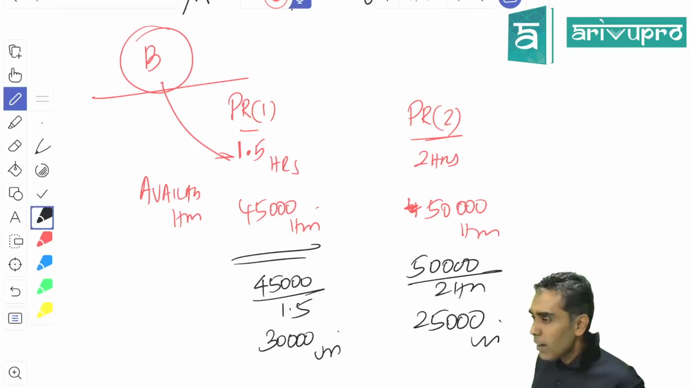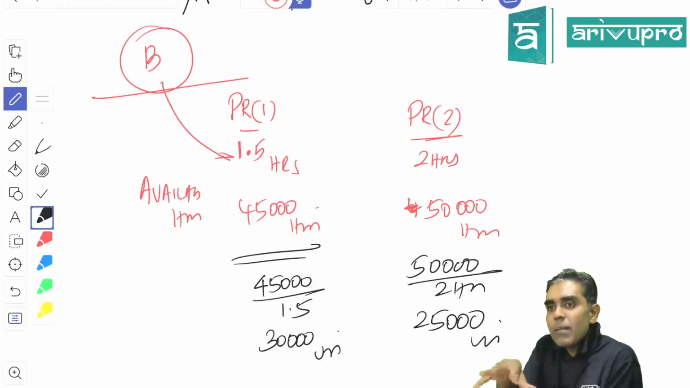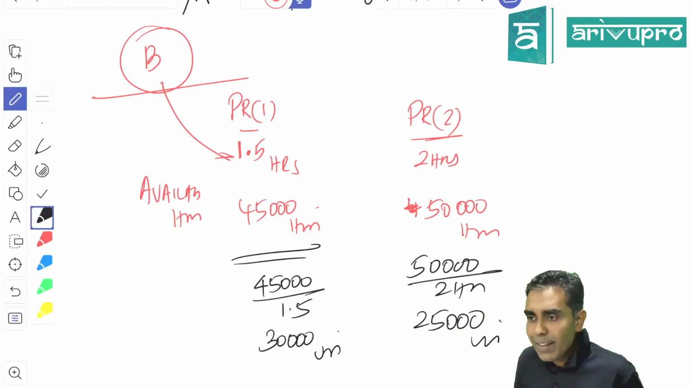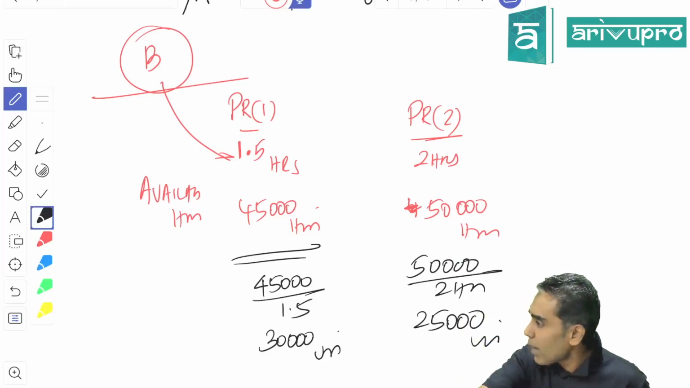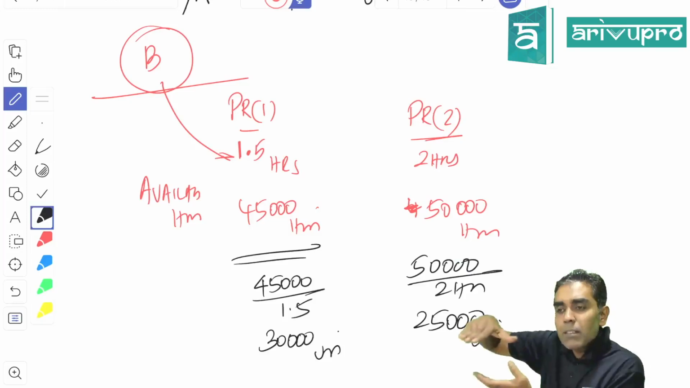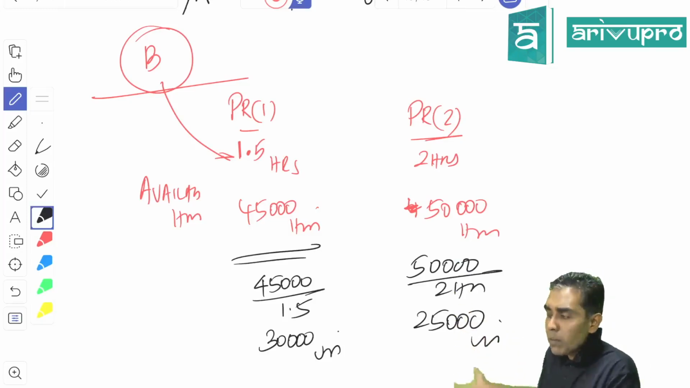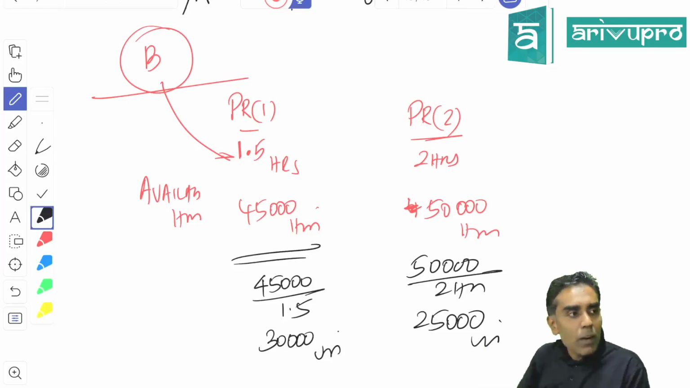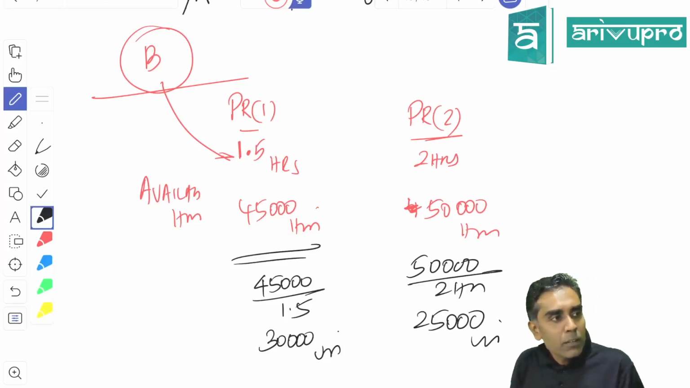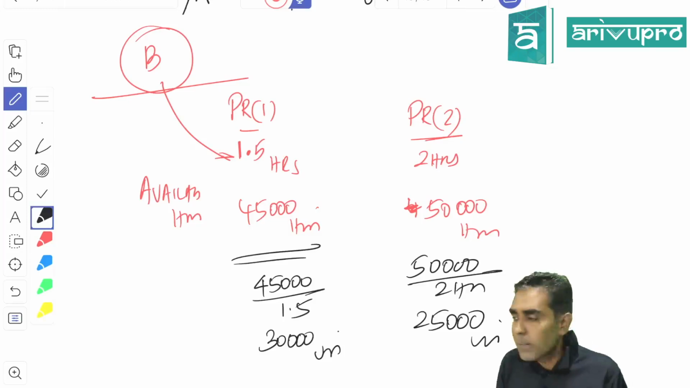But here, only one product. Then they say market demand is what? Unlimited. Any number can be sold in the market. But that product should pass through the what? Two processes, the two departments. Process 1 and process 2. Yes, Uma, you are correct.